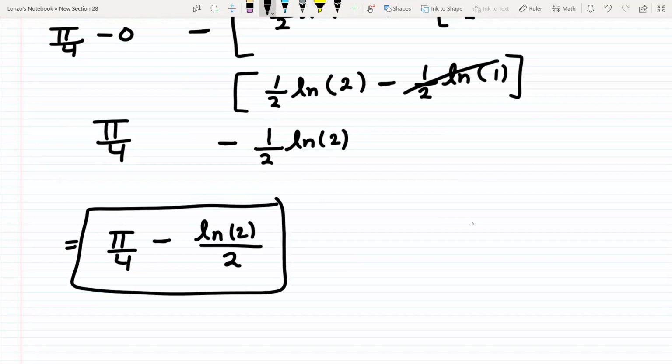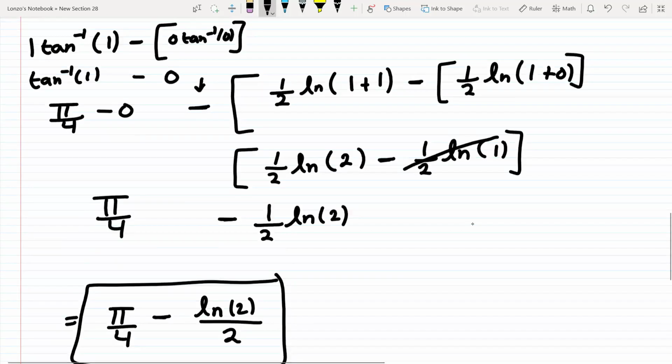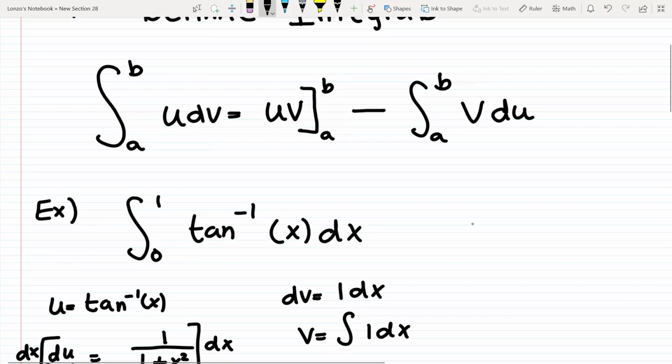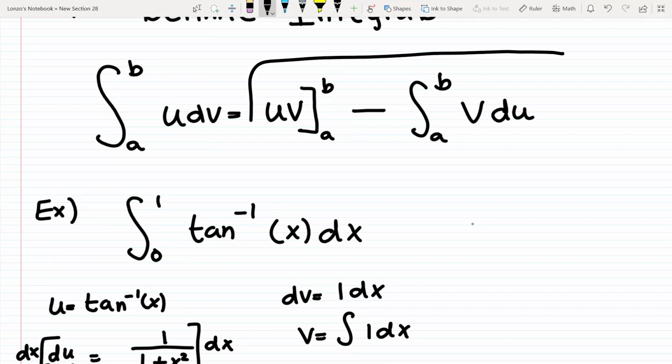So you can't just take the integration by parts and then do the upper minus the lower boundary. You have to use this rule exactly: it's uv, upper minus lower, minus the integration of this. So write this somewhere in your notes. And we are done for this example.